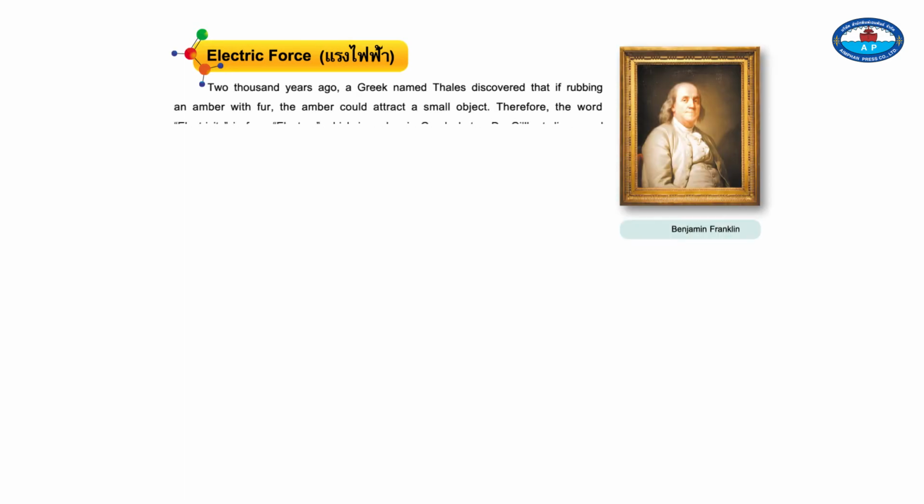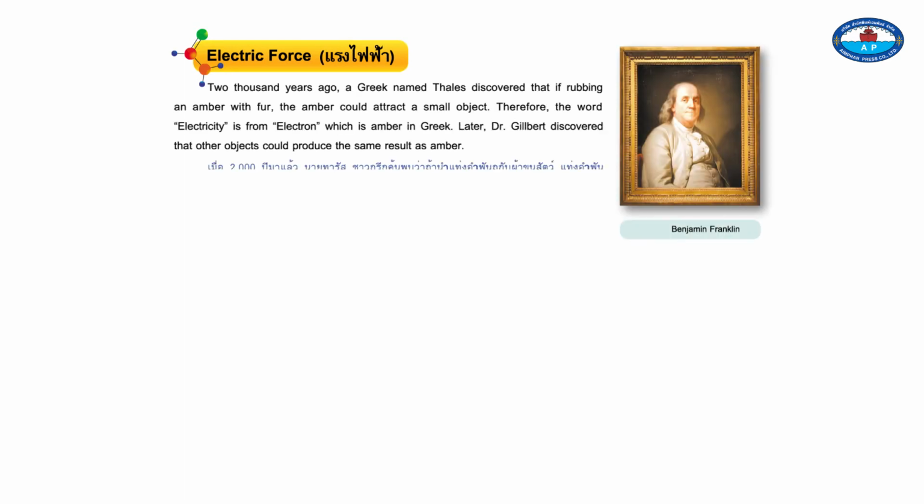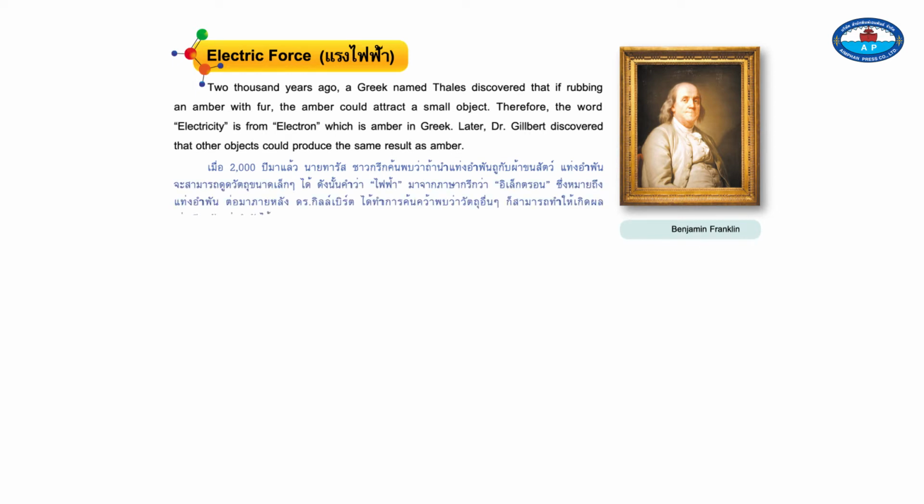Electric force. 2,000 years ago, a Greek named Thales discovered that if rubbing an amber with fur, the amber could attract a small object. Therefore, the word electricity is from electron, which is amber in Greek. Later, Dr. Gilbert discovered that other objects could produce the same result as amber.